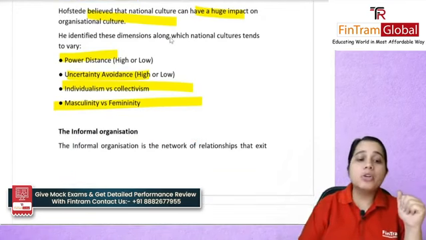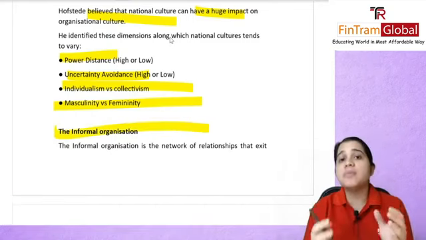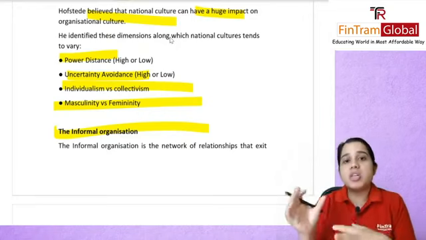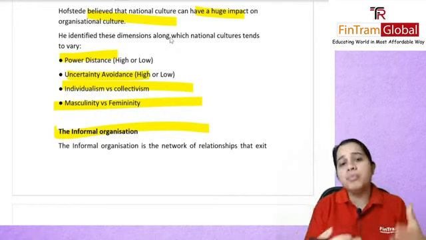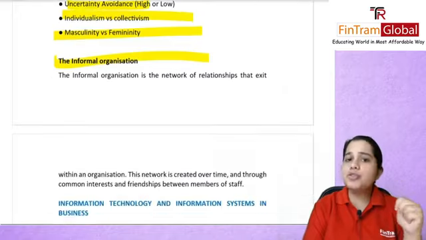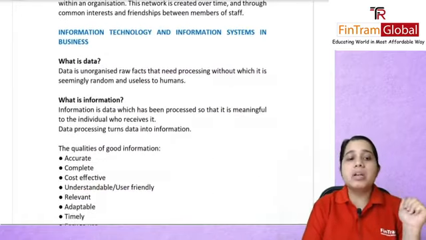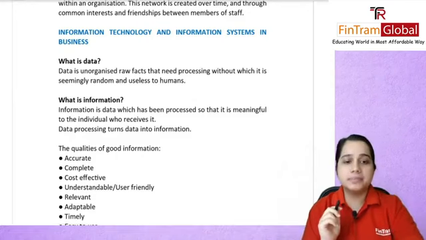Then we had talked about informal organization, which was basically a network of relationships that will exist in almost all formal organizations, and this is not something that the management has created. It happens over time when you meet new people in the firm, you become friends, and hence you form an informal organization. Next, we will be covering IT and information systems in business.